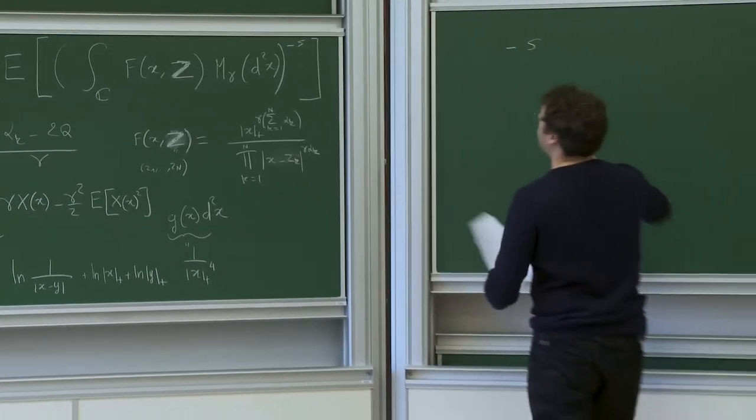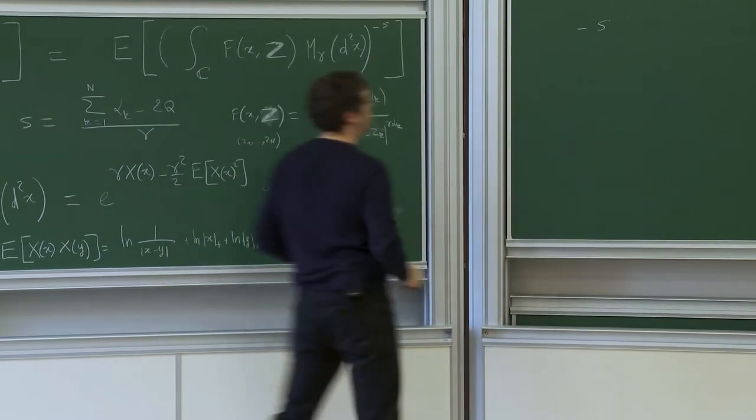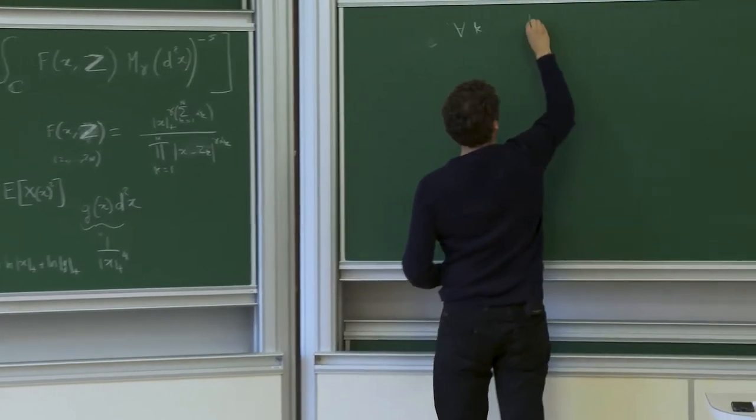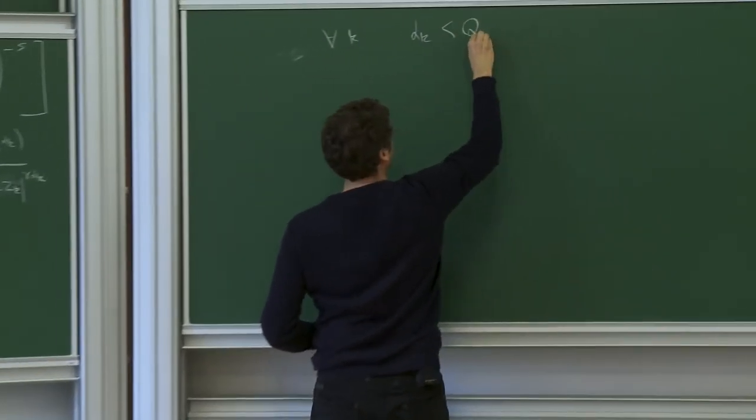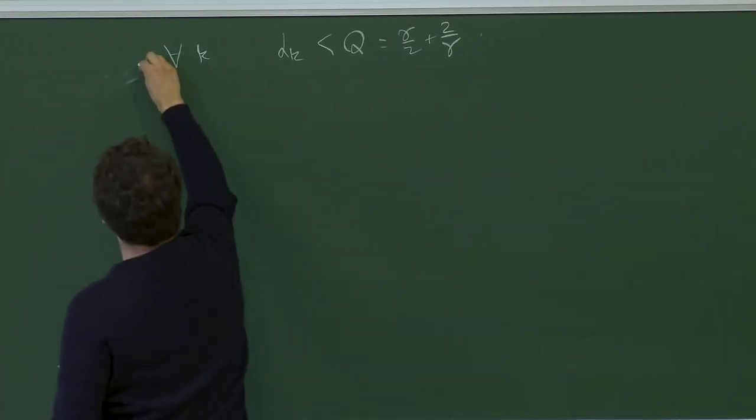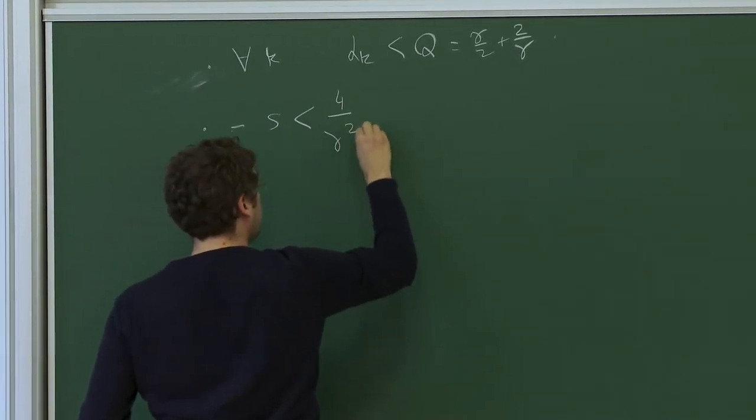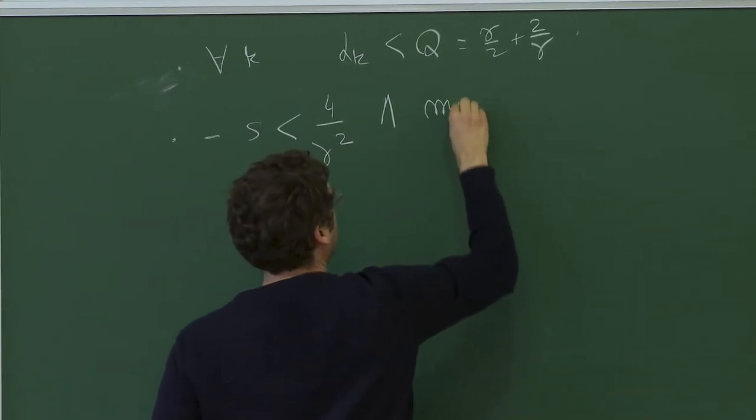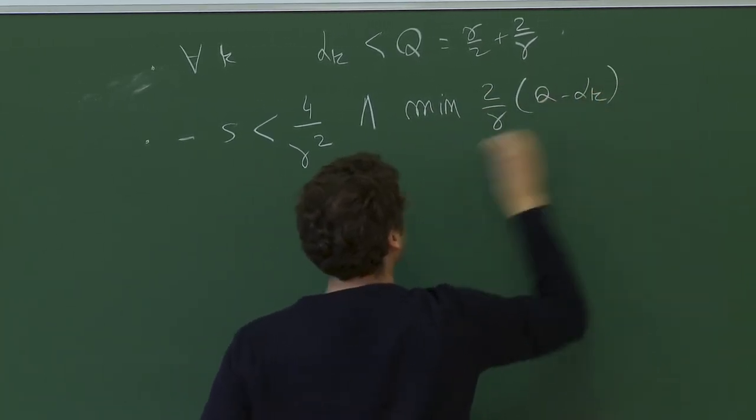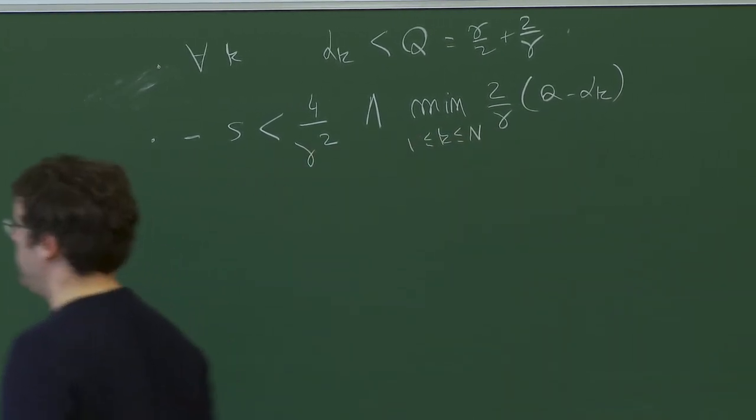Okay, so in the lecture notes I introduce this notation, and the extended Seiberg bounds are: for all k, alpha_k smaller than Q, so remember gamma over 2 plus 2 over gamma, and minus s strictly less than 4 over gamma squared, infimum of 2 over gamma (Q minus alpha_k). Okay, so these are the extended Seiberg bounds.